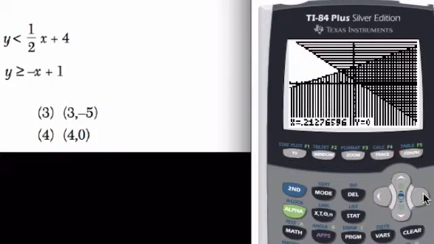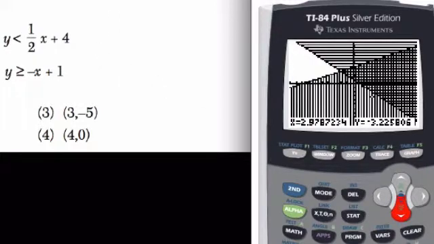So here on the graphing calculator, you can scroll to see the points that are in this region. But I think you could see that, for example, (3, -5), right? If we go to 3 about here, and then -5, we go below the first line, but below the shaded region. So it doesn't work.